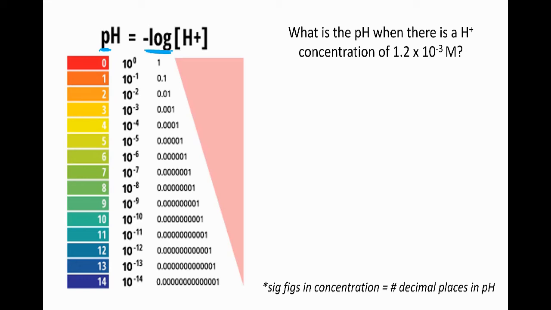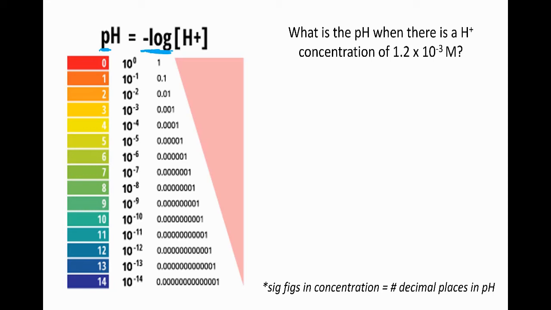What the negative does is that it inverts or flips the log scale. And the way that works is the more hydrogen ions you have, the lower the pH is. The less hydrogen ions you have, the higher the pH is. So it's kind of the inverse of what we might think.